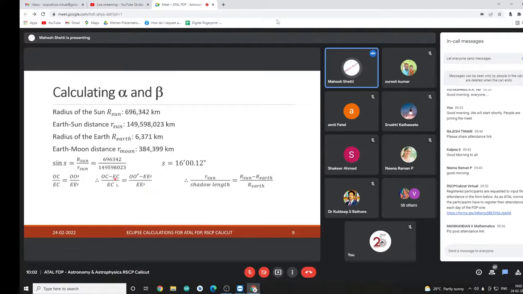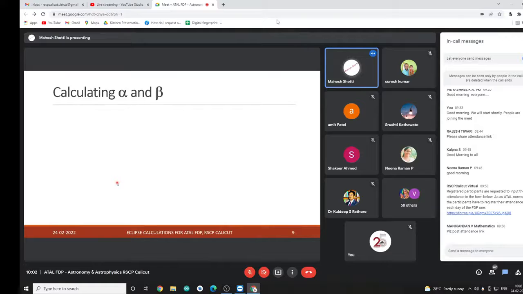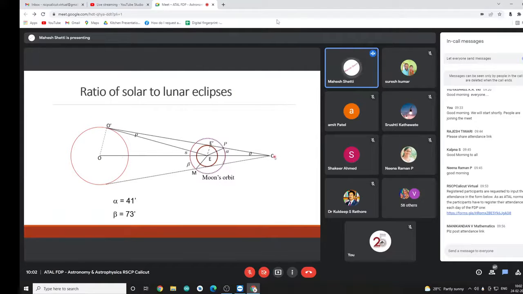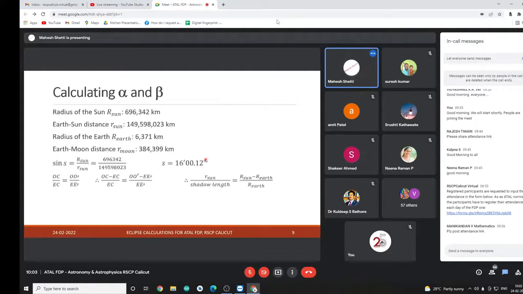Let me just quickly refer to OC, EC. What are these? OC is the total distance. EC is the distance from Earth to the tip of the shadow. So OC minus EC will give you the distance of the Earth to the Sun. Similarly, OC minus EC gives you the distance to the Sun. OO' is the radius of the Sun, and EE' here is the radius of the Earth.